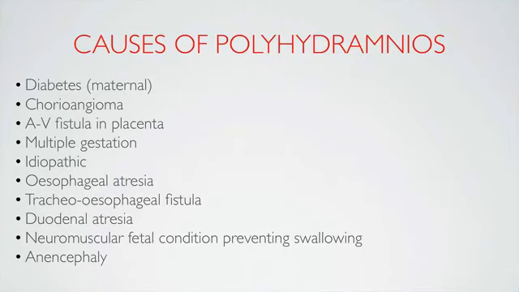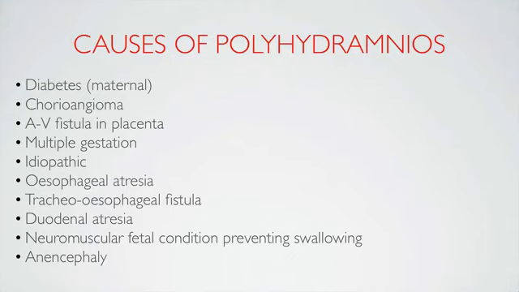The causes of this, one very common cause is diabetes. This can be insulin-dependent diabetes or gestational diabetes. And multiple causes that you can see on the page. So chorioangioma, AV fistula in the placenta, multiple gestation. So where you've got twins, you can get twin-to-twin transfusion. This can also cause polyhydramnios. You can have idiopathic causes, so that is that we don't know what the cause is.